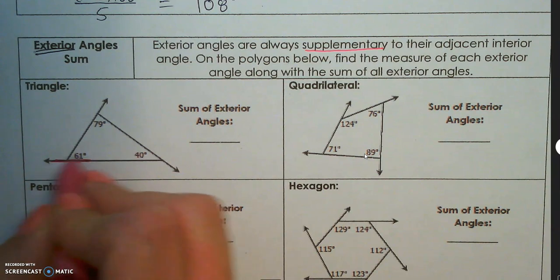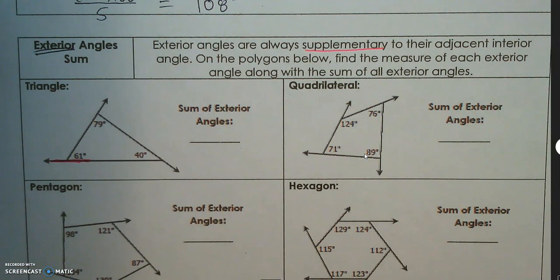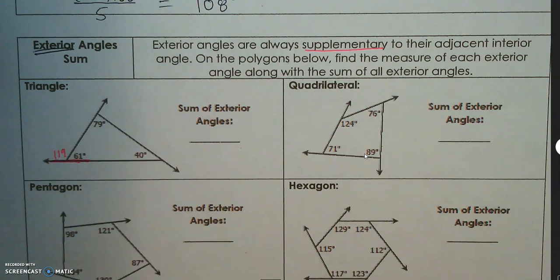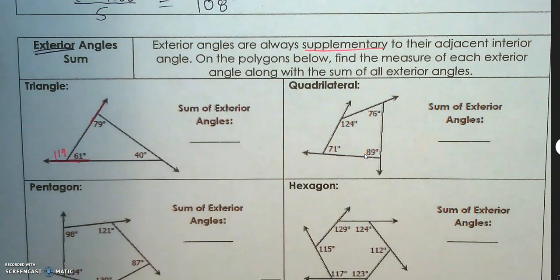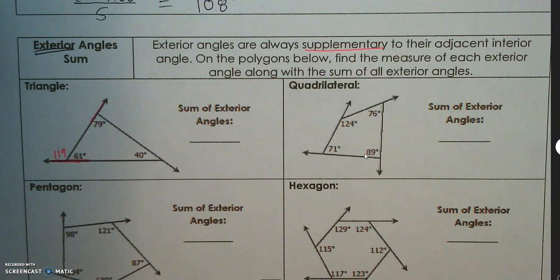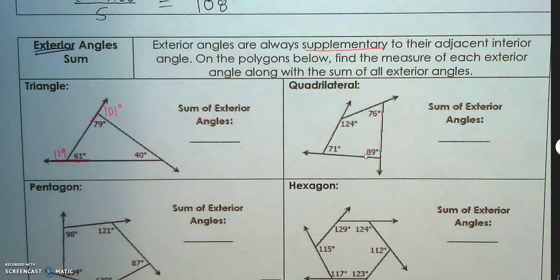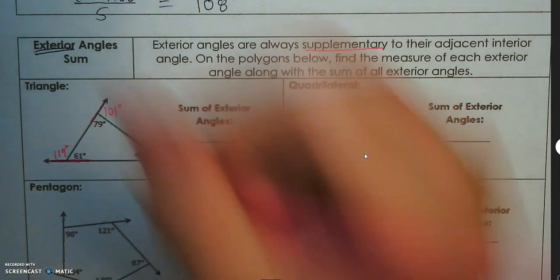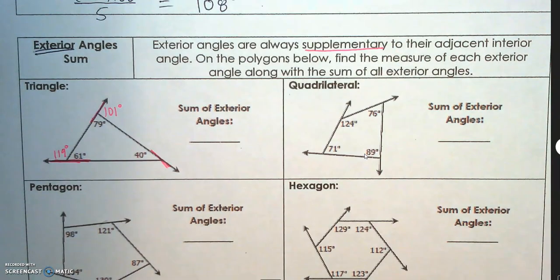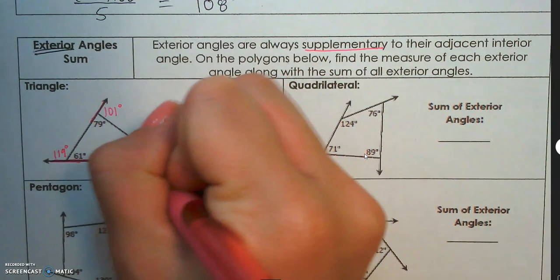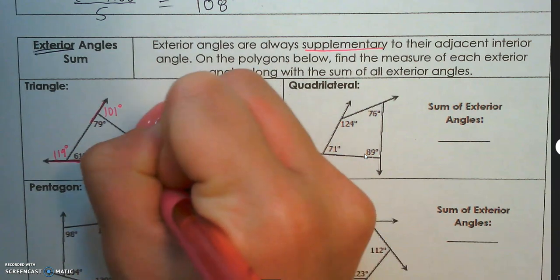A linear pair is two angles that are adjacent and they add up to 180. So if I do 180 minus 61, that's going to leave us with 119 degrees right here. All right, same idea with this one. I'm going to find that exterior angle. If I take 180 and subtract 79, that leaves me with 101 degrees. And last linear pair to consider, if I take 180 and I subtract 40, that's going to leave us with 140 degrees for this angle.